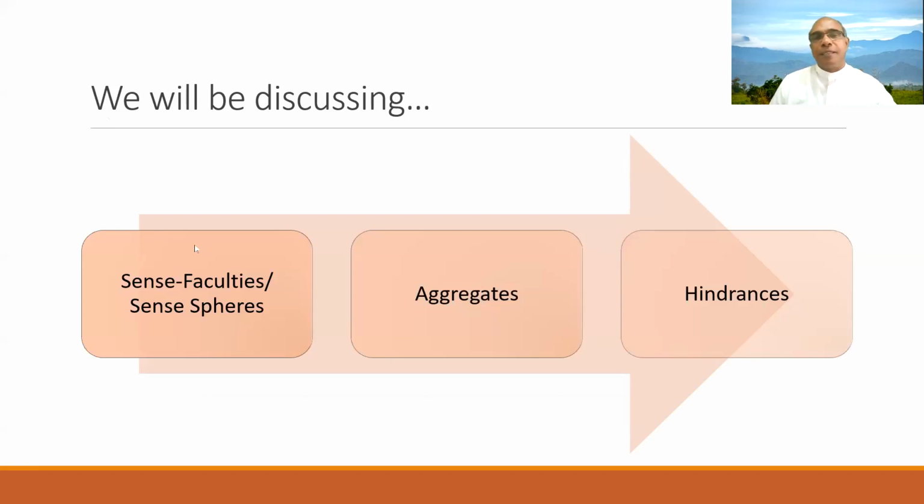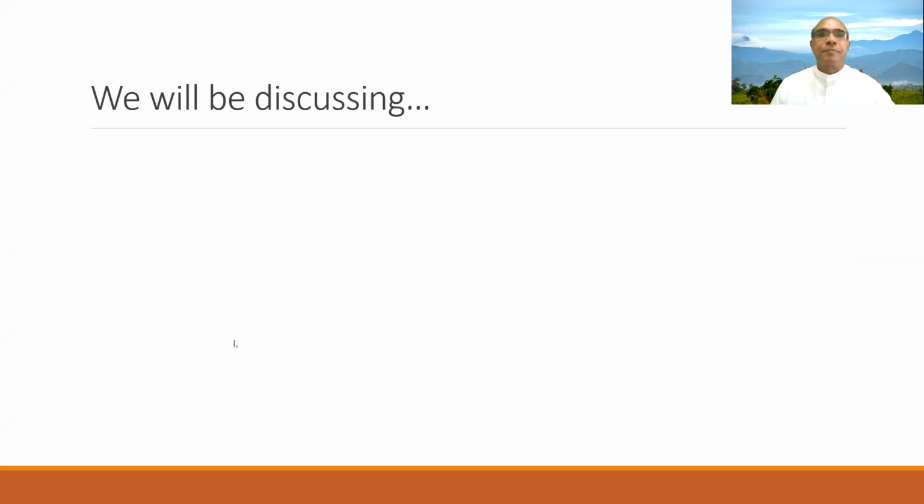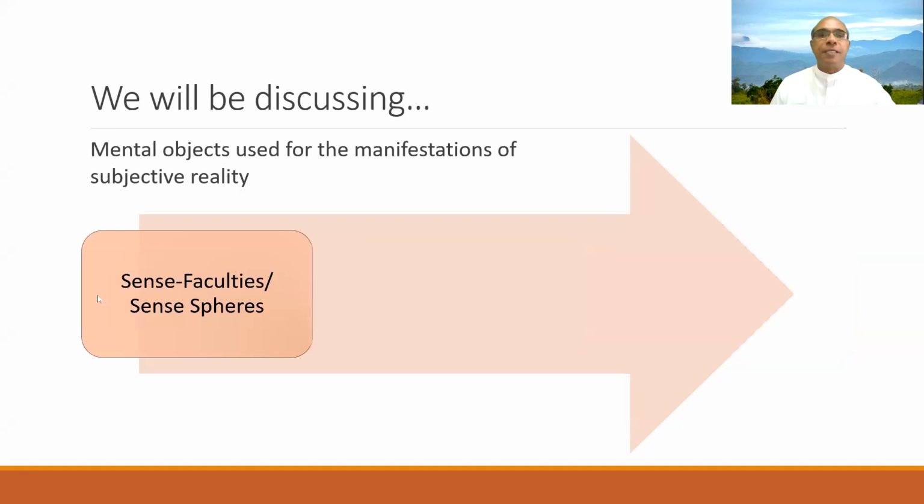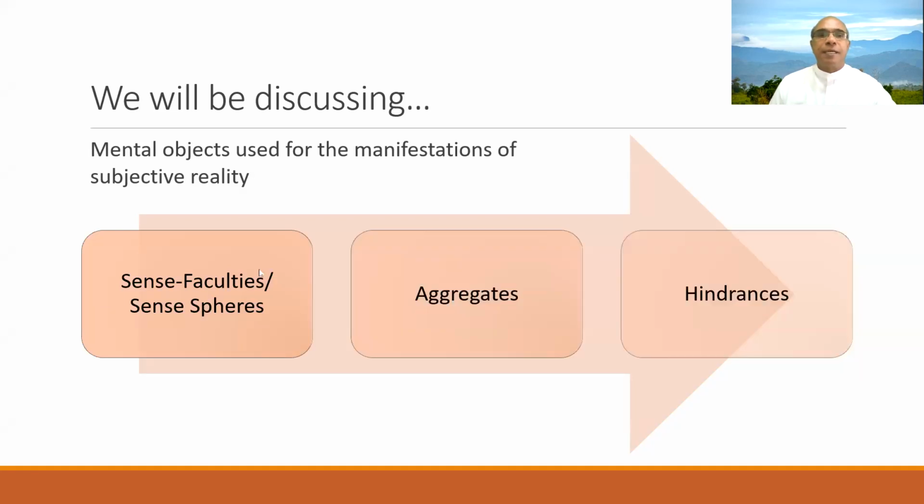Right. To make it easy, although we should have started with the hindrances, I would like to start with the sense faculties because that looks more familiar to anyone. So our discussion will be how the mind does the manifestation of this subjective reality, starting with the sense faculties. After that, next day we will move to aggregates and the hindrances.